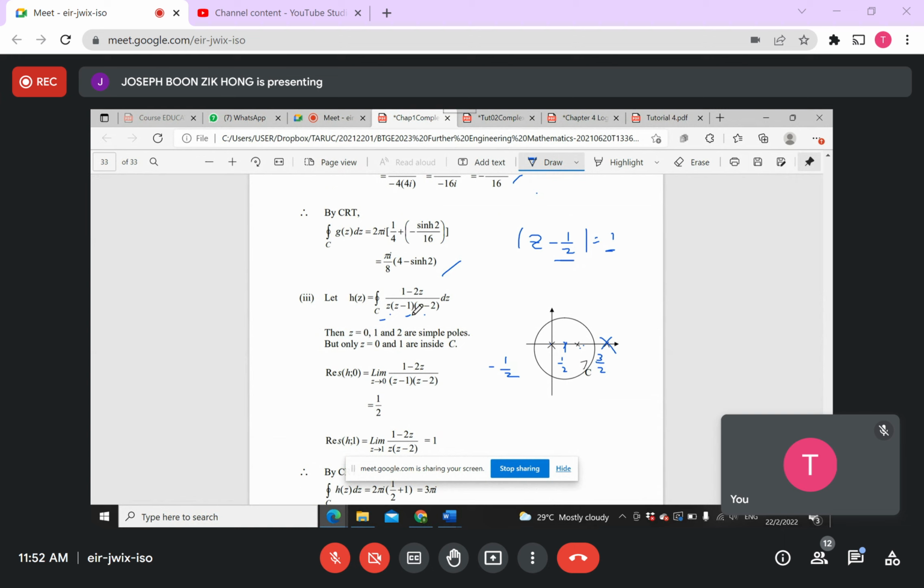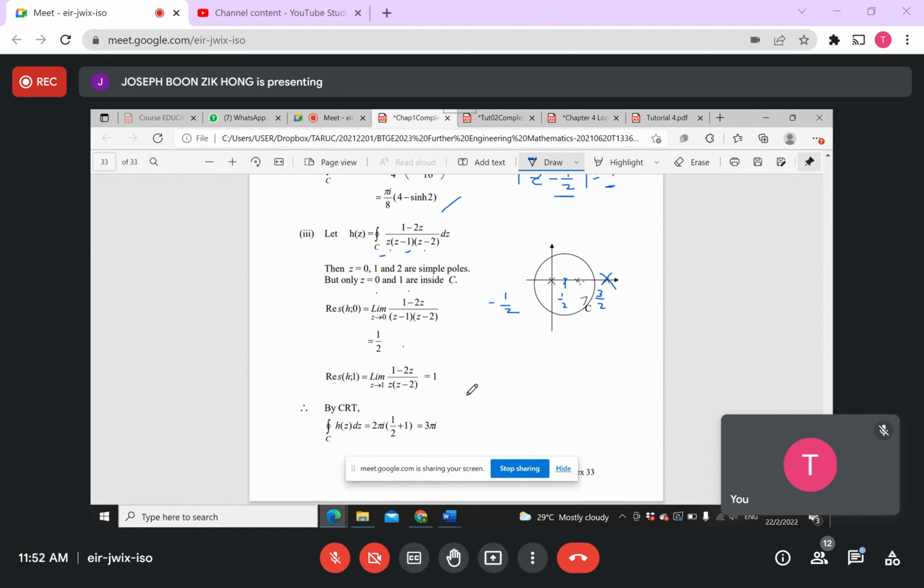So for this kind of question, you need to find out which poles you have to consider. 0 is a simple pole, but you have to consider which one is inside your circle. 0 and 1 are inside your circle, so you find the residues, and then your integration will be 2 pi i times the two residues added together. That's all. Very simple.